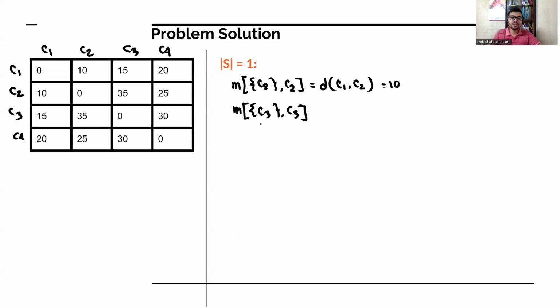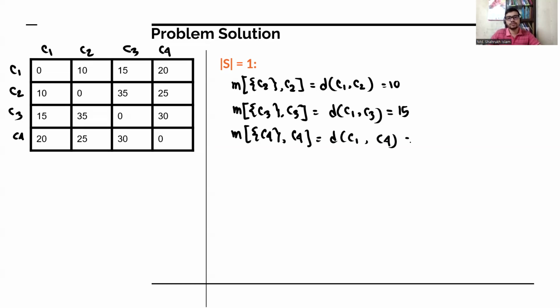We are visiting C3 and we end our journey at C3, and we start our journey from C1. So this means we go from C1 to C3, and this is actually 15. And we can also end our journey at C4. Then this should be C1, C4, and this is 20. So 10, 15, 20. Then we will use these solutions to solve a bigger problem with cardinality 2.